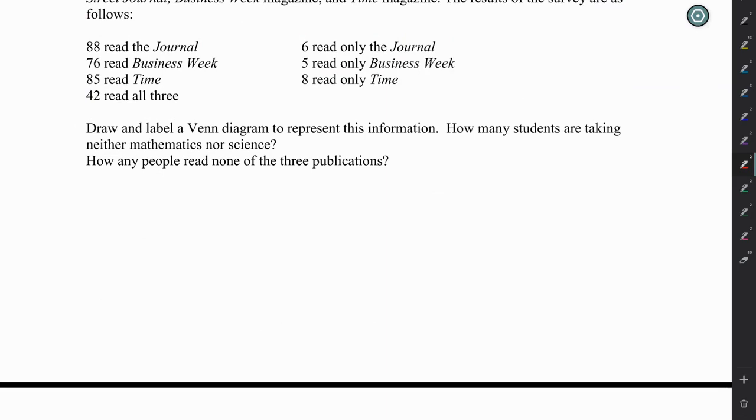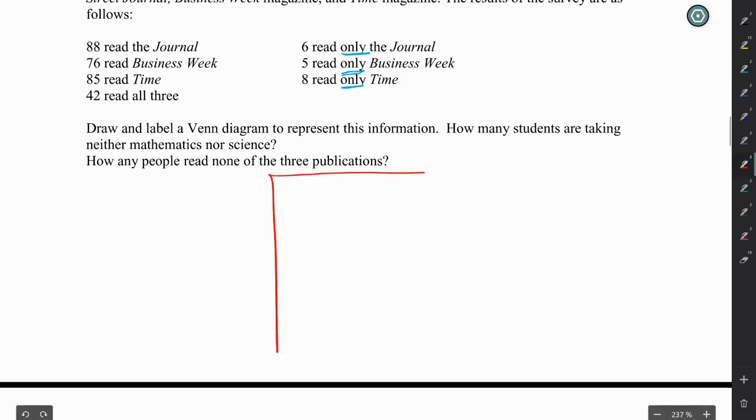In a survey, 113 business executives were asked if they regularly read the Wall Street Journal, Business Week magazine, and Time magazine. The results of the survey are as follows: 88 read the Journal, 76 read Business Week, 85 read Time, 42 read all three, 6 read only the Journal, so this is an important word, only, 5 read only Business Week, and 8 read only Time. Draw and label a Venn diagram to represent this information.